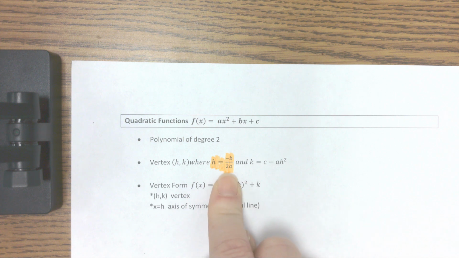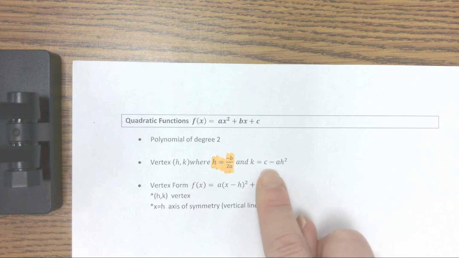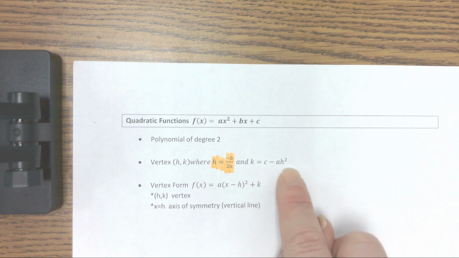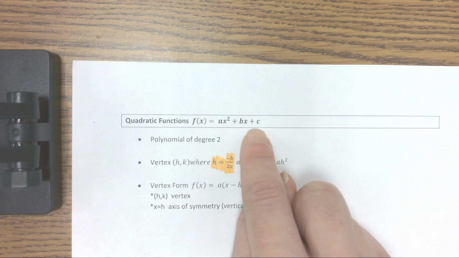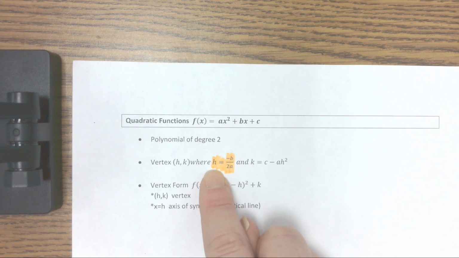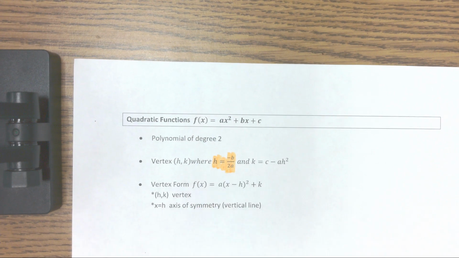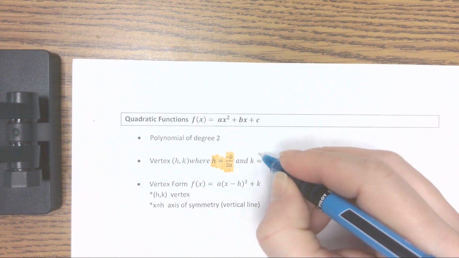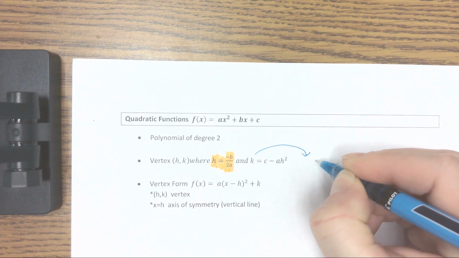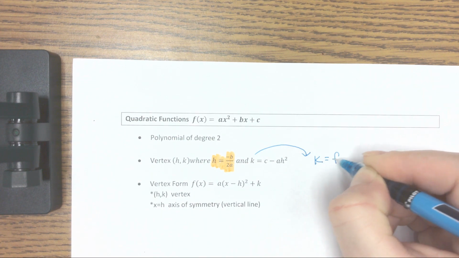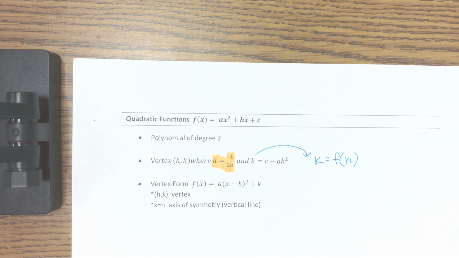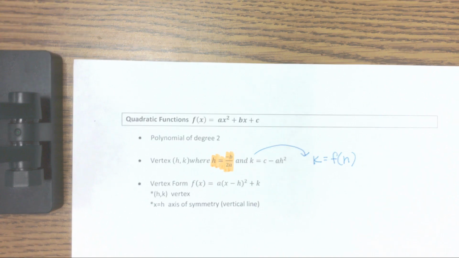To find the y coordinate, there are 2 ways you could do that. You can use this formula. See, it says c minus ah squared. That's this c, and that's that a, and that's that h I already found. But I have found that algebra students in the past think it's easier if you find k by doing f of h, and that means take your function and plug in what you found for h.